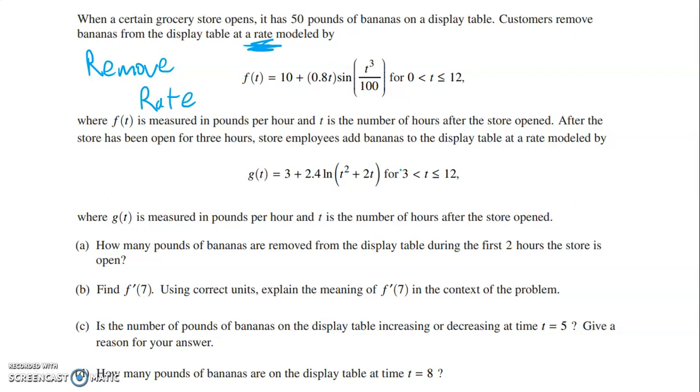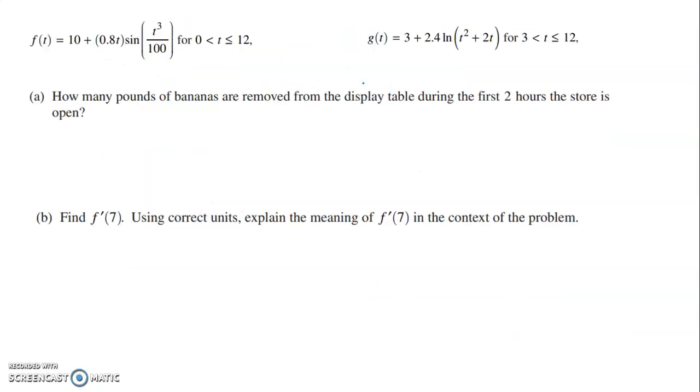This is the rate at which they would be added by the employees. So this is the add rate. So we're removing bananas, and then starting at time equals 3, we're also adding bananas. And then these questions are going to ask based on one of these 2 things. So we've got these 4 parts, and I've broken them up on the next 2 slides.